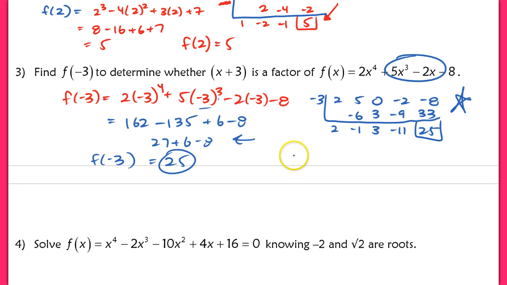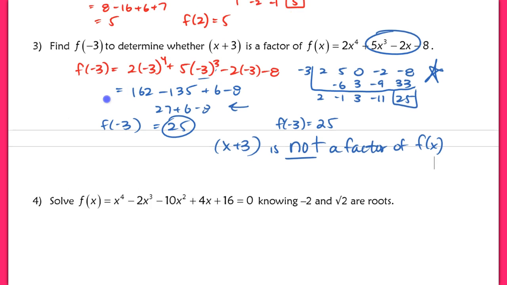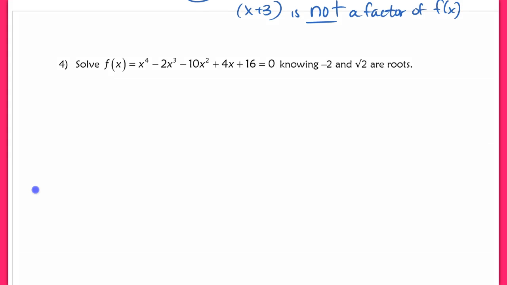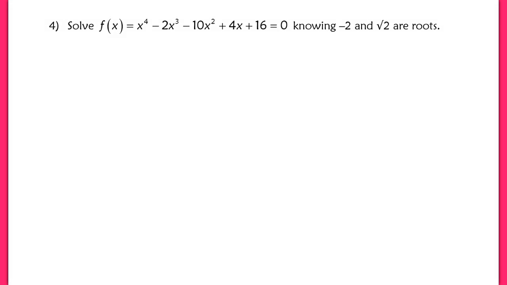Alright, so what we're seeing here is that f of negative 3 equals 25, which means that x plus 3 is not a factor of f of x, because we're not seeing a remainder of 0. Alright, the next type of question that you might see is something like question 4. Using the factor theorem or the remainder theorem is very helpful when you're solving polynomial equations.